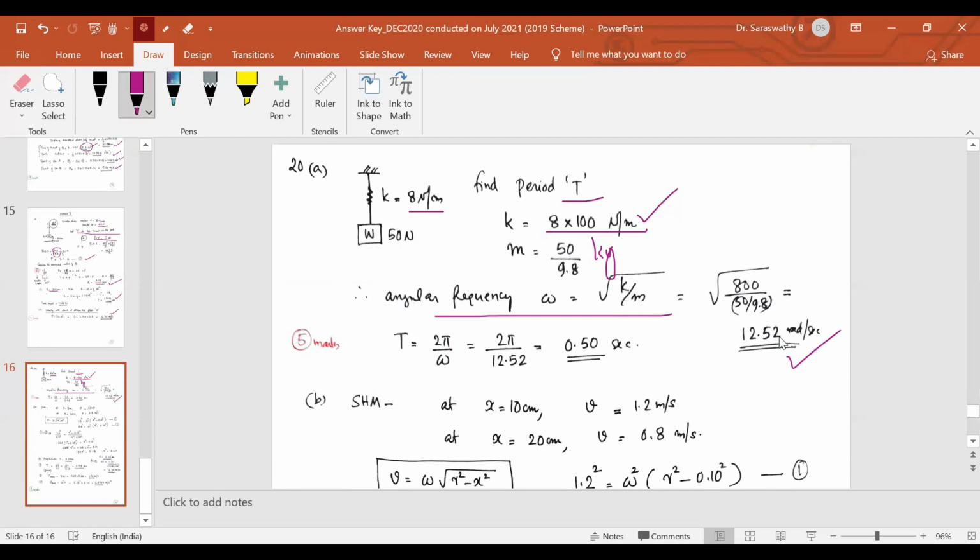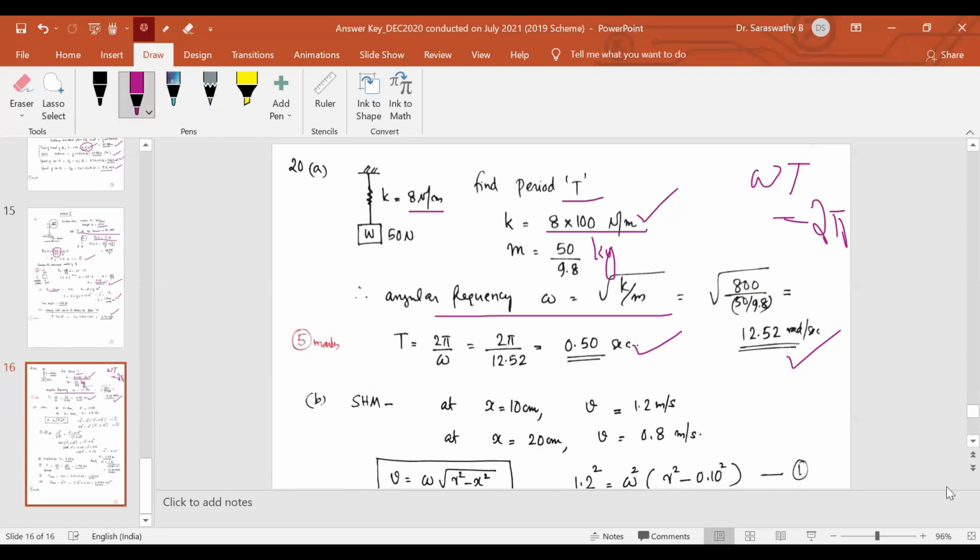Once you get the angular frequency, we have the period of oscillation. Time period t is equal to 2 pi by omega. That is, one rotation is 2 pi radians. If omega is the angular velocity and t is the time taken for one rotation, omega into t is equal to nothing but 2 pi radians. So from that, you can get t is equal to 2 pi by omega. So you'll get 0.5 seconds. Very simple one. Next question.